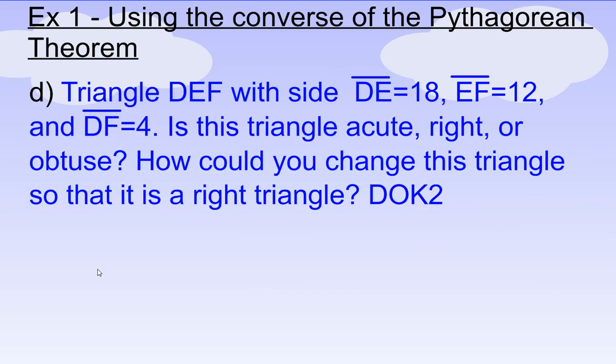Next problem, example D says triangle DEF with side DE equals 18, EF equals 12, and DF equals 4. Is this triangle acute, right, or obtuse? And how could you change this triangle so it's a right triangle? So if you could, go ahead, pause the video, try this on your own. When you're ready to continue, hit play, and we'll go through it together.